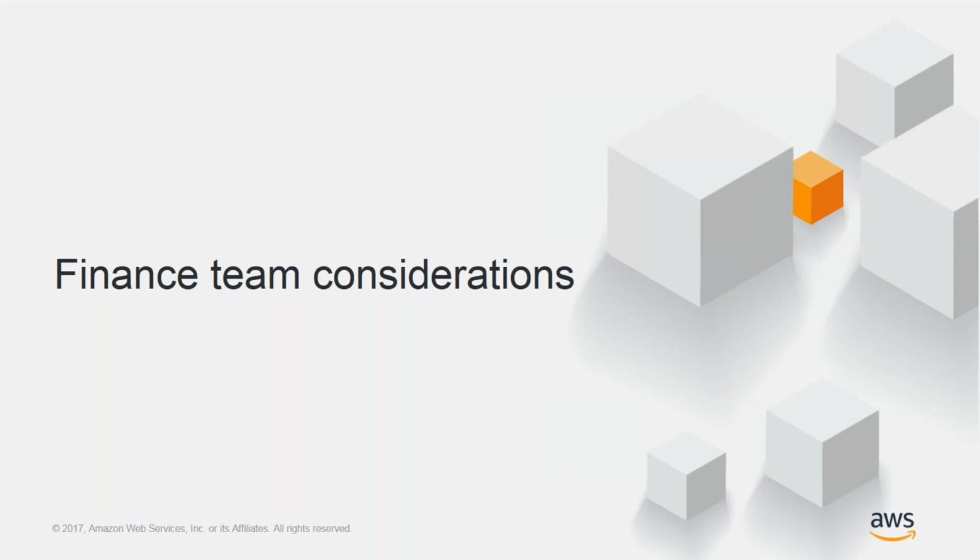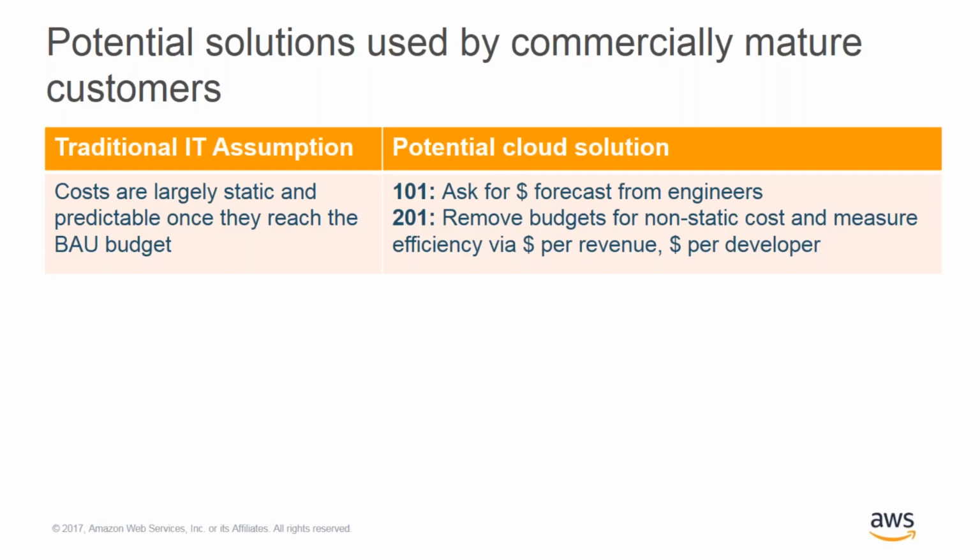And so leading towards the close, there are some finance team considerations as well when migrating to the cloud. And because cloud is quite different to traditional infrastructure, to best take advantage of cloud and to realize the most value, there are some considerations and assumptions that need to be addressed. The first is that costs are largely static and predictable once they reach the BAU budget. And so in traditional infrastructure, quite often the IT budget is part of BAU budget, and it's fairly static because you've spent large amounts of capital up front and it's simply sitting in the data center now.